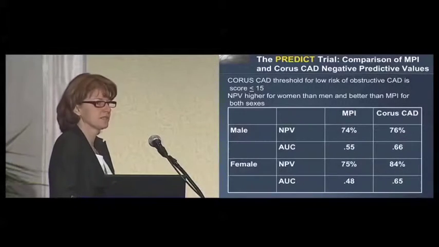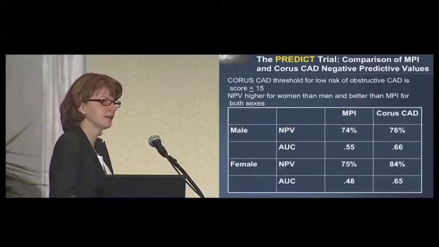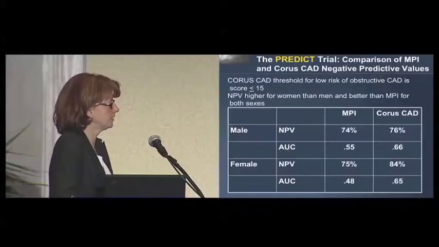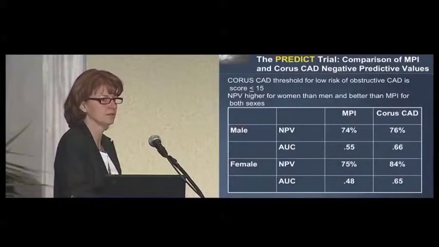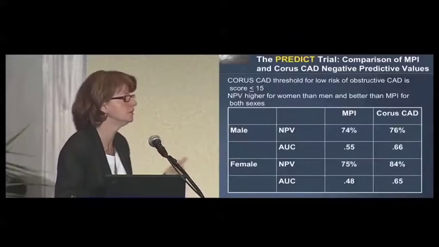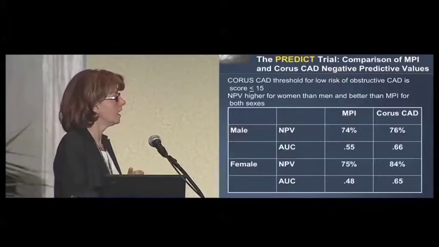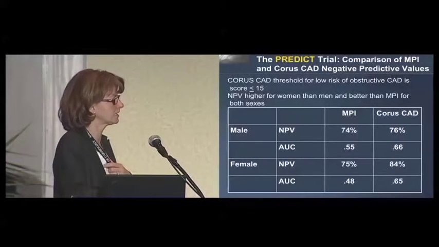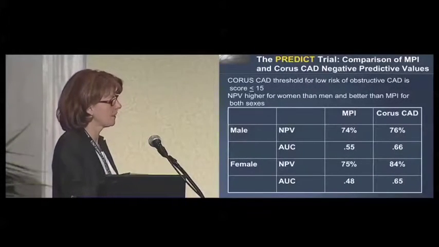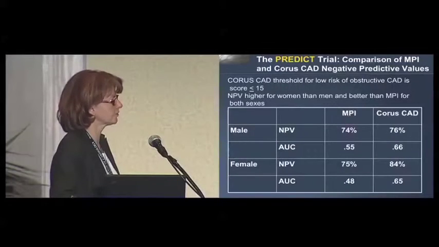So looking specifically at the negative predictive value and comparing it, MPI to the Corus CAD, you can see in the male patient population, you've got a slight increase in the negative predictive value. So this is the ability to exclude disease, which is what you want. It increases from 74% to 76%. By C statistic or ROC analysis, you can see that the C statistic does increase.